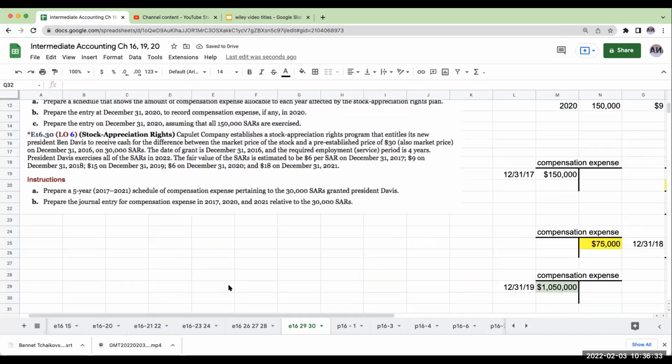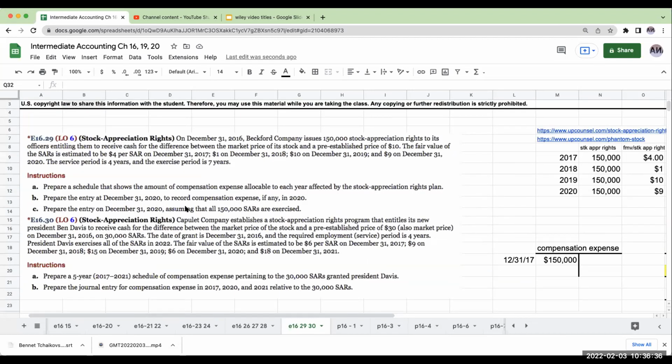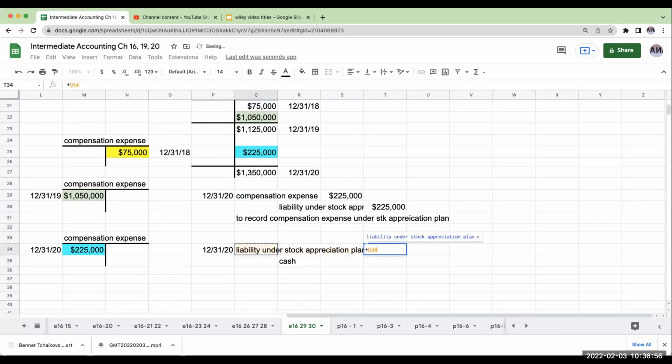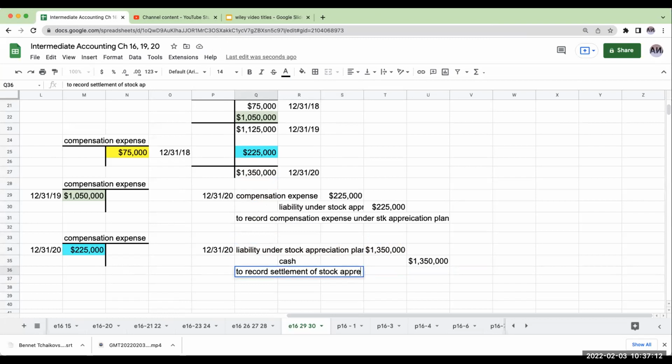Okay, lastly, prepare the entry on December 31st, assuming all the stock appreciation rights are exercised. So right over here on 12/31/20, the way I'm going to settle this is with cash. So I'm going to debit liability under stock appreciation plan. I'm going to credit cash. Remember that before you go through and do this in real life, make sure you're talking with a tax person or your tax advisor, because you probably are going to have to do withholding from these amounts. So to record settlement of stock appreciation rights.